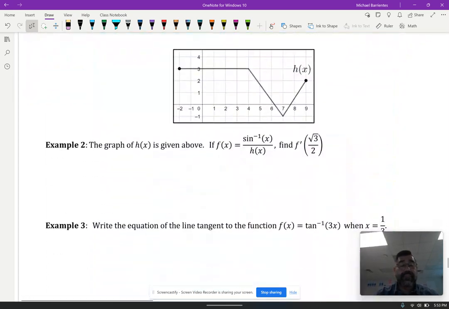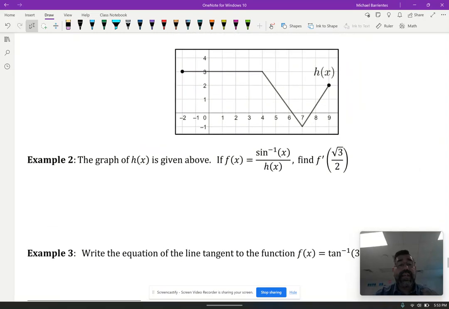when I look at example 2, it says we're given the graph of h of x. The graph of h of x is given below. If f of x is the quotient of sine inverse x divided by h of x, then let's find f prime at square root of 3 divided by 2. Okay, so we're going to find the derivative of f. I have a top numerator, a bottom denominator function. So we're going to find f prime.